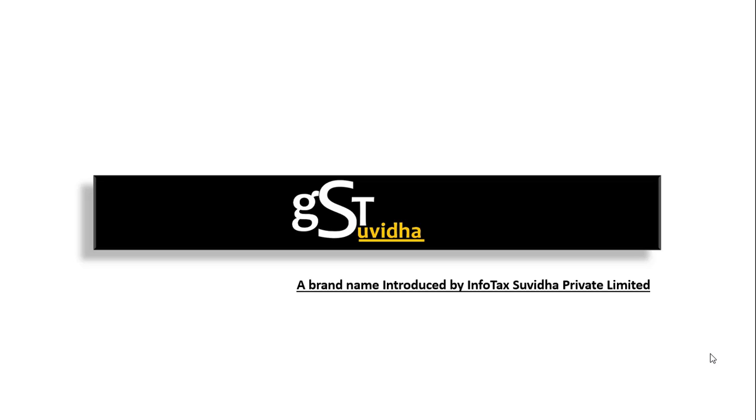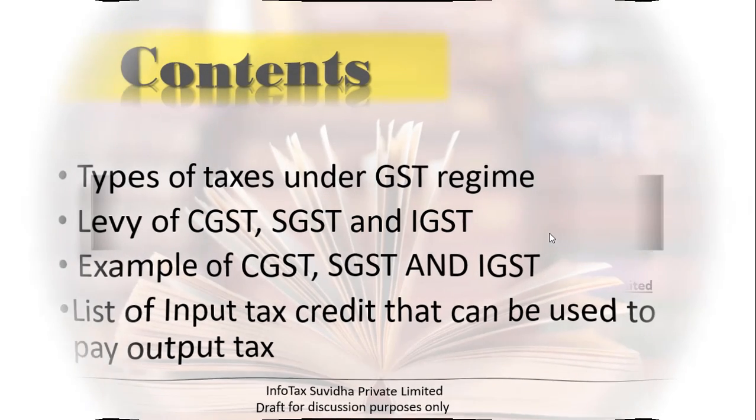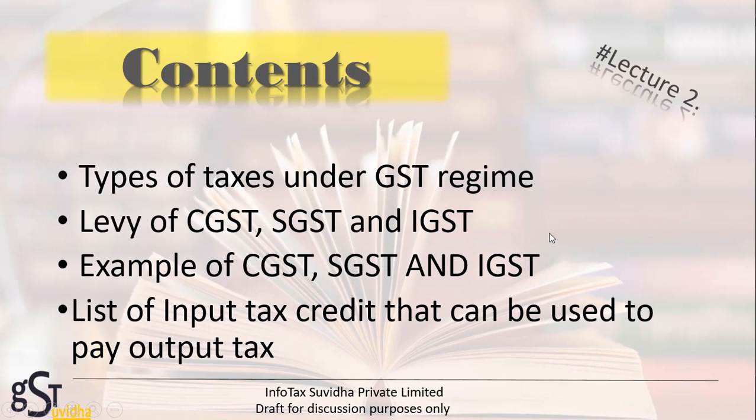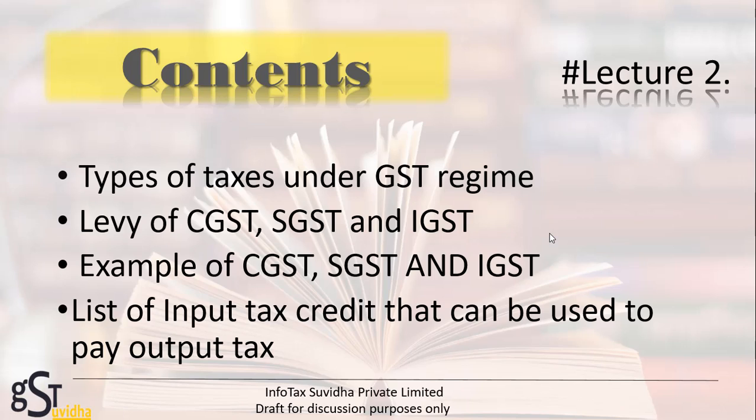So now let's start with lecture 2. The contents for lecture 2 are types of taxes under GST regime, levy of CGST, SGST and IGST, example of CGST, SGST and IGST, list of input tax credit that can be used to pay output tax credit.